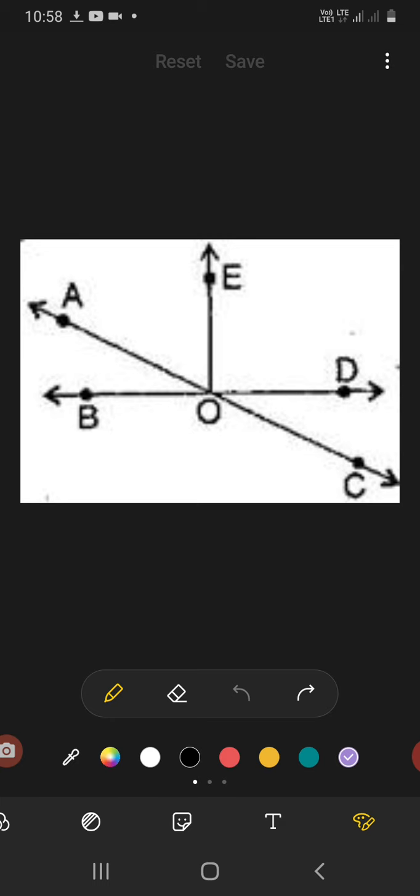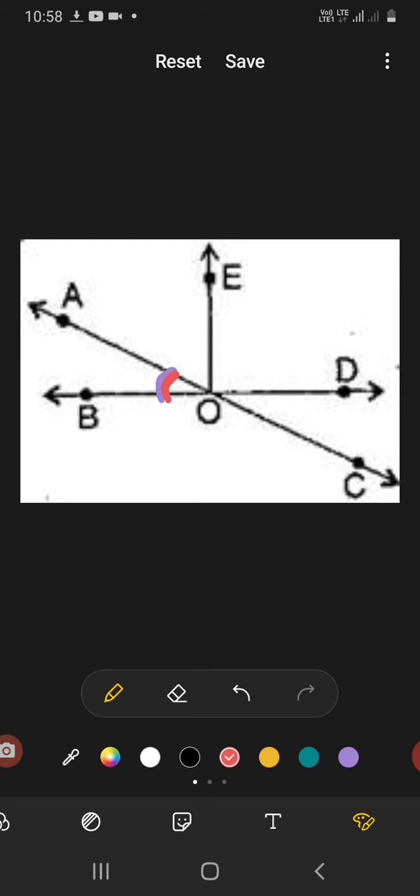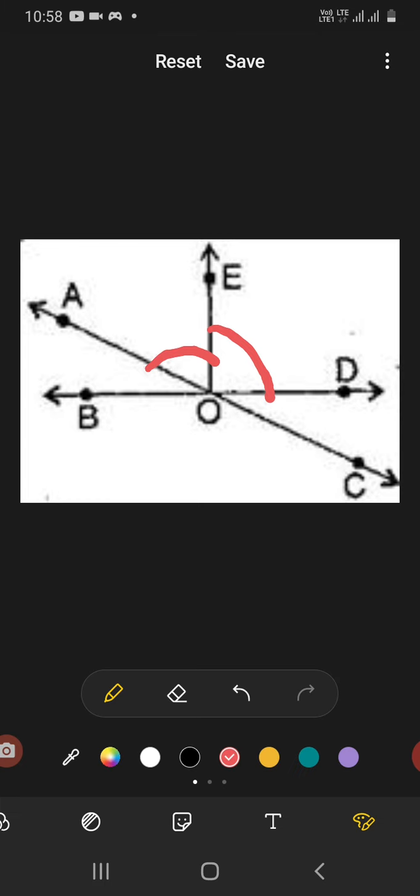So AOB and AOE is the linear pair. Okay. Another is AOE and EOD. They are adjacent but not a linear pair, that means the sum of the angles is not 180 degrees. And next is EOD and DOC. Okay.